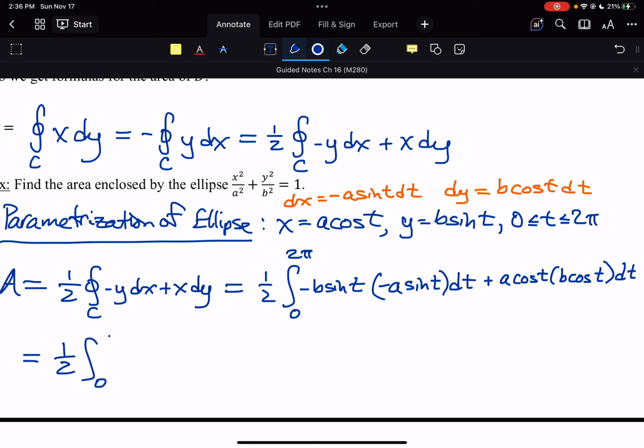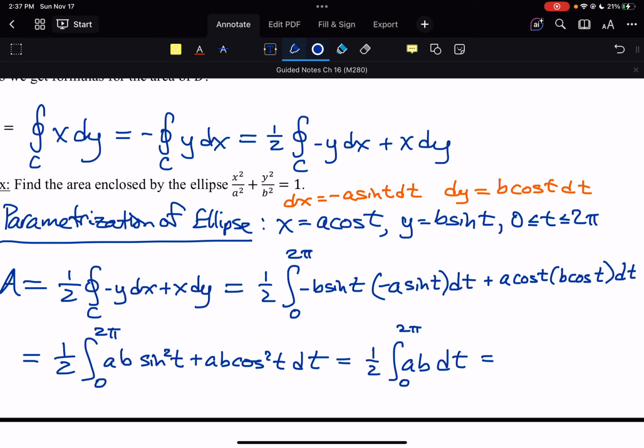So we've got the 1/2 out front, 0 to 2 pi. This is going to be ab sine squared of t plus ab cosine squared of t dt. Sine squared plus cosine squared is 1. So we get 1/2 integral 0 to 2 pi of just ab dt. So a and b are constants. So you can pull the ab out and just take the integral of 1. So it ends up giving us a 2 pi, which then the 2's cancel. So we're left with just pi times a times b.